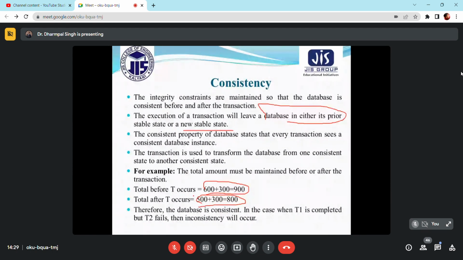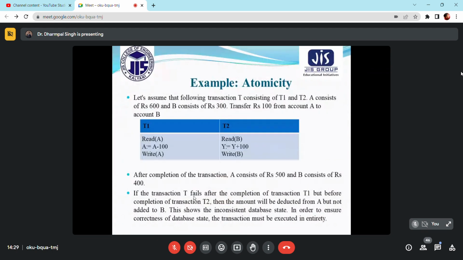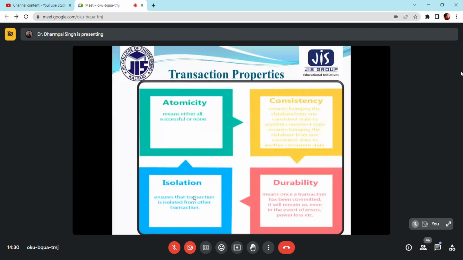So suppose a transaction is there. A transaction must satisfy the atomicity property, and a transaction must satisfy the consistency property. What is the third one? The third one is isolation.